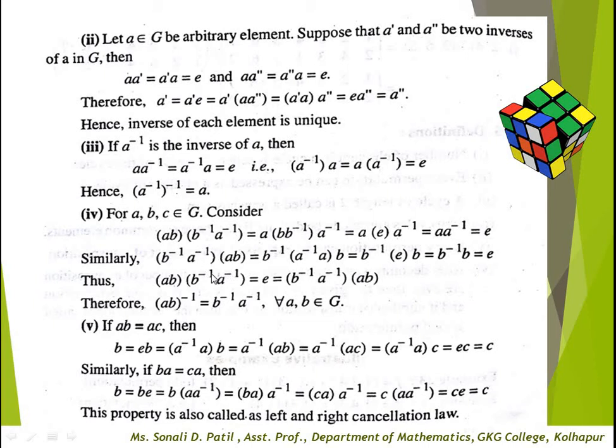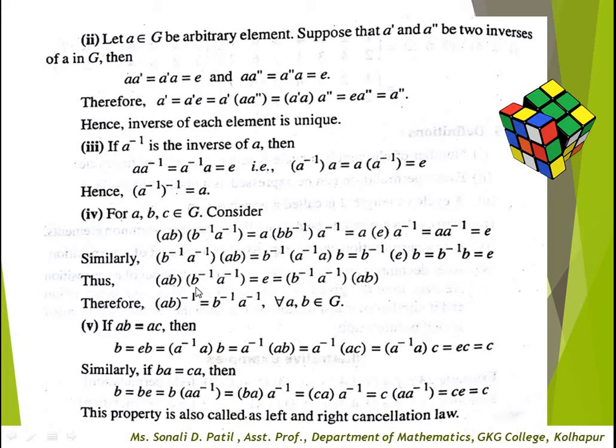Here we can also apply the associative property. So we can change the bracket and it gives A inverse A. What is the value of A inverse A? It is E, by using the inverse property. Now B inverse E, B means what? B inverse B, by using the identity property. B inverse B means what? The identity element, by using the inverse property.